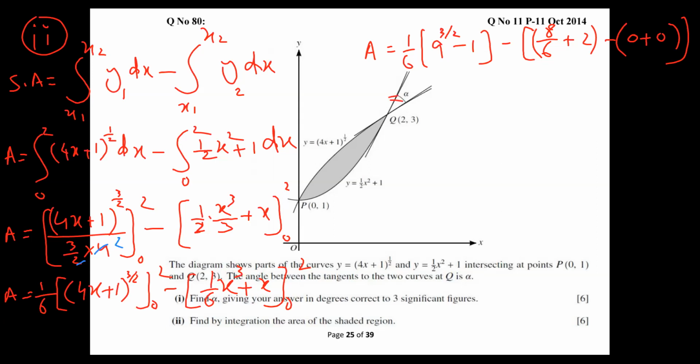So 9 to the power 3 by 2 is 27. And 27 minus 1 becomes 26, so 26 by 6. And here, you check it, 8 divided by 6 plus 2 gives 10 by 3. So I can write directly 10 by 3. Now just simplify 26 divided by 6 minus 10 divided by 3. Simply you can type it in the calculator. It gives you the area equal to 1. So 1 unit square is our final answer. I hope the concept is very, very clear.